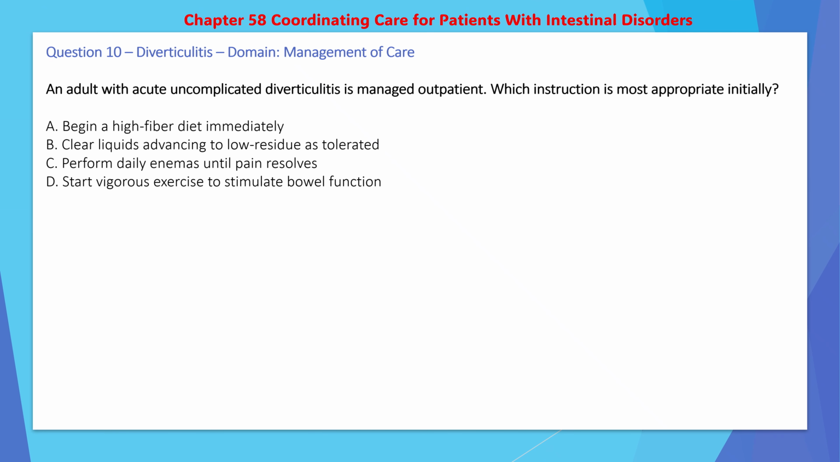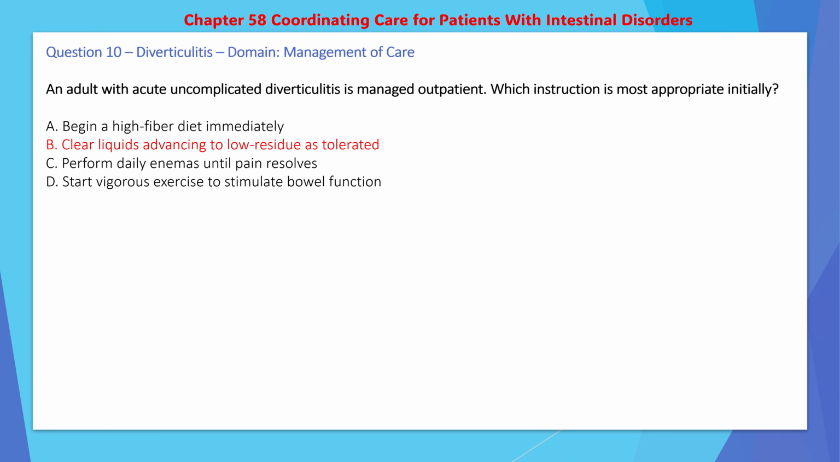Question 10. Diverticulitis, management of care. An adult with acute uncomplicated diverticulitis is managed outpatient. Which instruction is the most appropriate initially? Begin a high fiber diet immediately. Clear liquids advancing to low residue as tolerated. Perform daily enemas until pain resolves. Start vigorous exercise to stimulate bowel function.